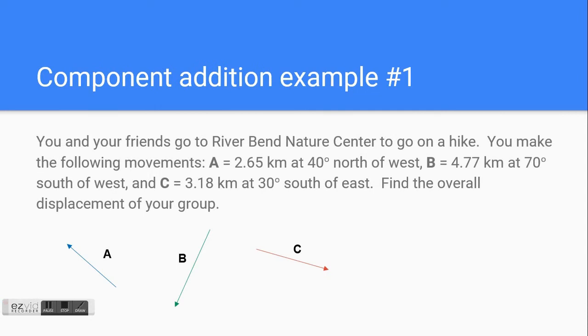And so you and your friends are going to go to Riverbend Nature Center to go on a hike, and you make the following movement. You do vector A, 3.65 kilometers at 40 degrees north of west. Then B, you go 4.77 kilometers at 70 degrees south of west, and then C, you go 3.18 kilometers at 30 degrees south of east. Find the overall displacement of your group. So you're going to add A to B to C. You could get out your graphing paper and actually graph it out and work it out that way, or we can do the component addition method. So the first step will be to find the components of these three vectors.